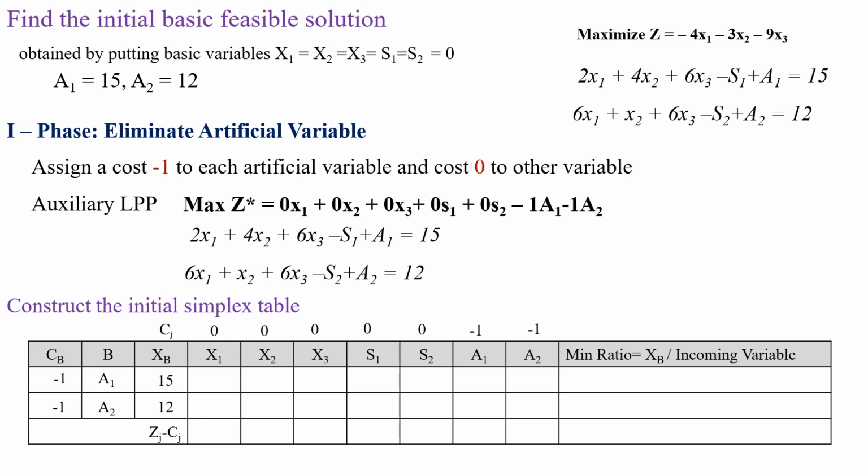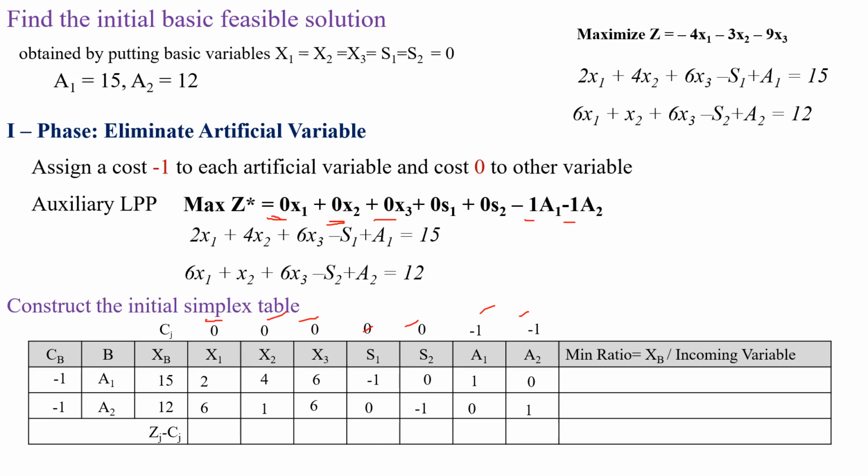And Cj is the cost coefficients for all the variables. Here 0 is the cost coefficient for the x1 variable. Similarly x2 also 0, x3 also 0, S1 also 0, S2 also 0. But the artificial variables A1 and A2 cost coefficients are -1. And these are the coefficients of the variables.